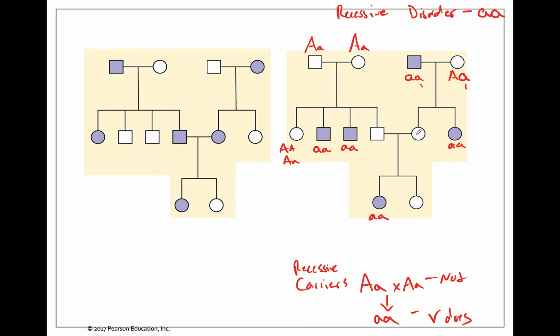Down here, we have two people that do not have the trait, so they have at least one big A. However, they have an offspring that has a little a, little a. So they each have to have a little a, carriers here, that have passed the trait on to an offspring. This one here we know has a big A, but we don't know the second one because we don't have any more information.